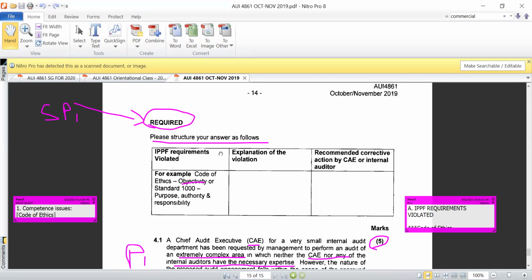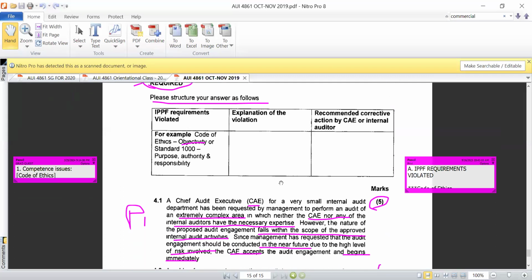Your answers should be presented in a 3-column format, where in column 1, you are identifying the IPPF requirements that have been violated. In column 2, you are explaining why it is a violation. And in column 3, you are giving the recommended corrective action by the chief audit executive or the internal auditor who is in violation. Very important. They give you an example here. If it's a code of ethics principle that has been violated, you indicate code of ethics and then principle of objectivity. Or if it's an IIA standard, you just quote the standard.